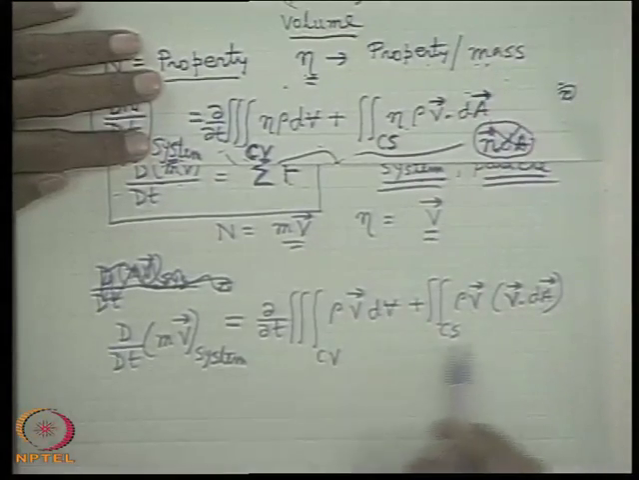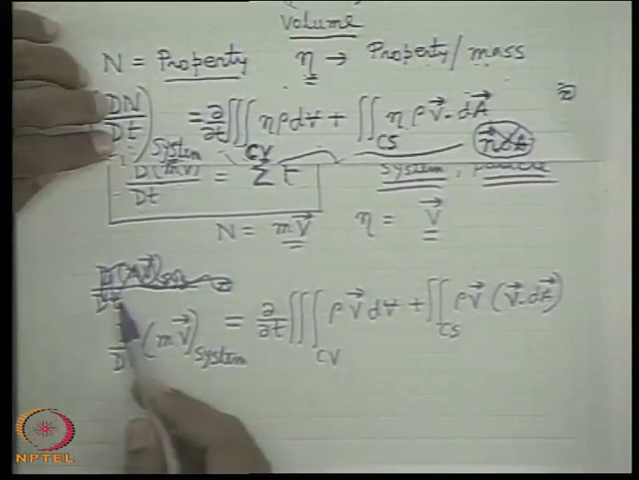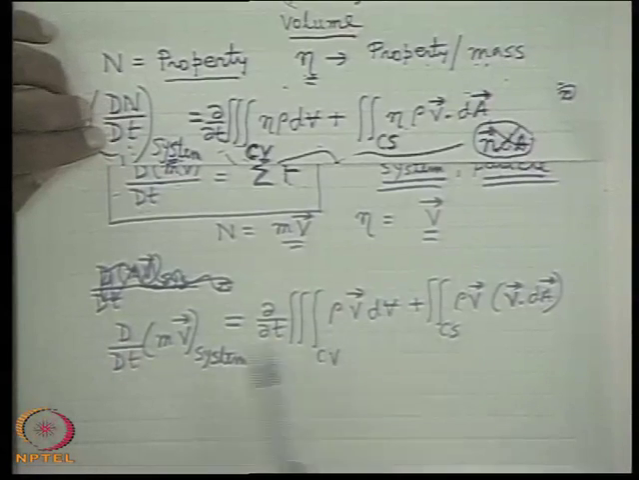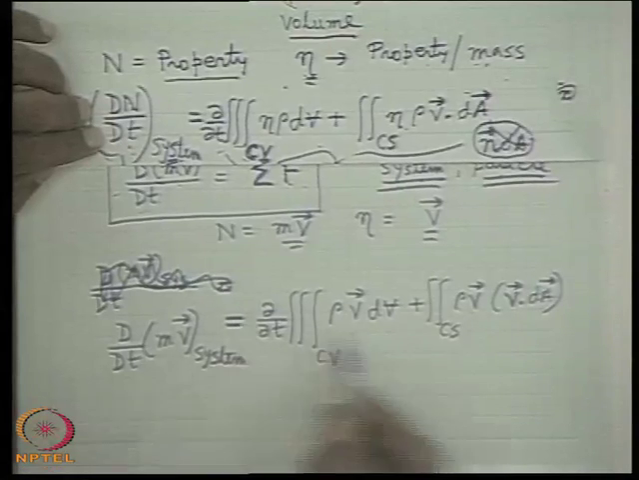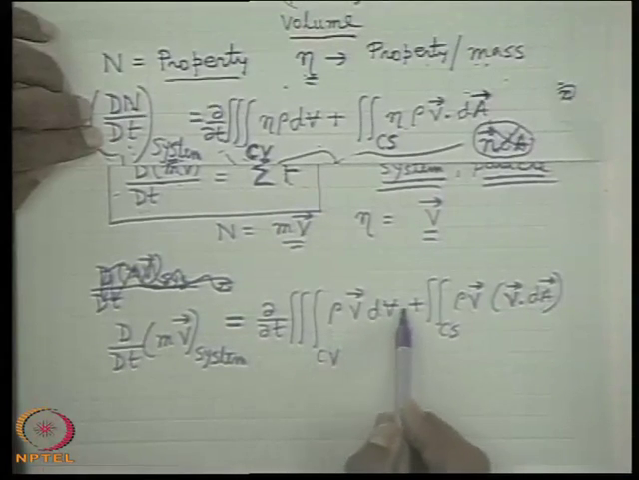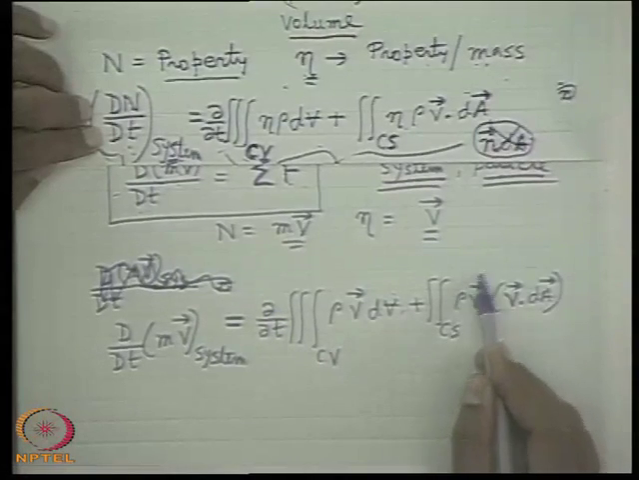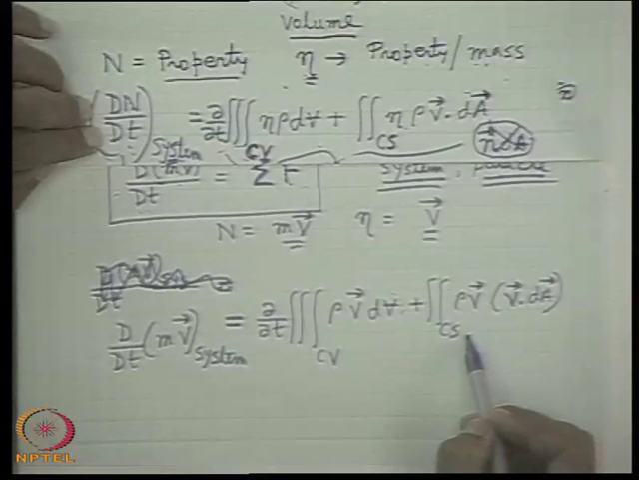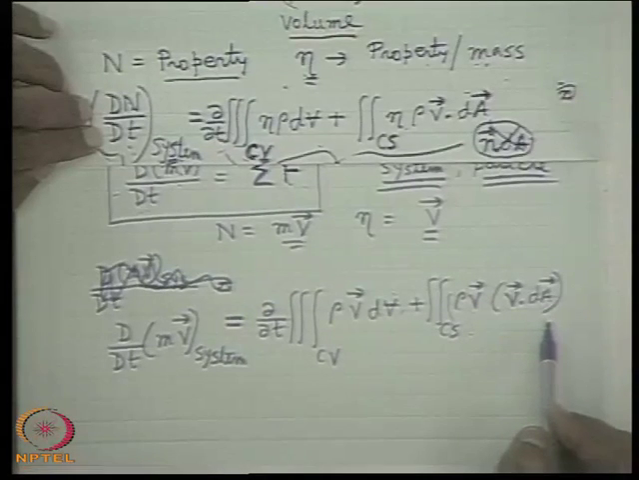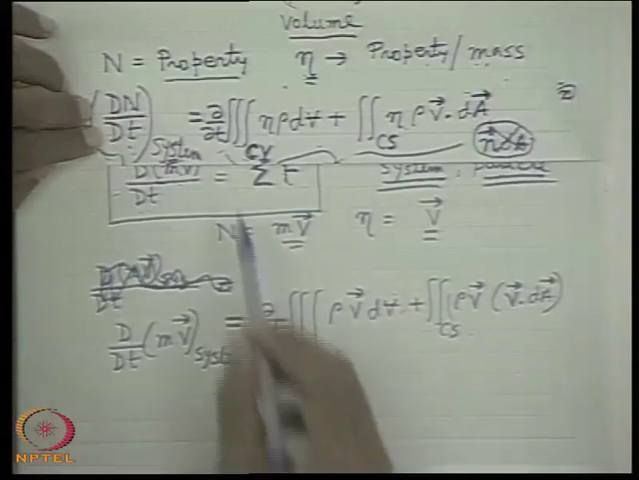So this is precisely the Reynolds transport theorem, the form of the Reynolds transport theorem for conservation of momentum. That means we are using the conservation of momentum statement for system and control volume with an equality sign, with the help of the Reynolds transport theorem, which states physically that the rate of change of momentum of a system is equal to the rate of change of momentum within the control volume plus the net rate of momentum efflux from the control volume. So this is the precise definition of the Reynolds transport theorem for the equation of motion.